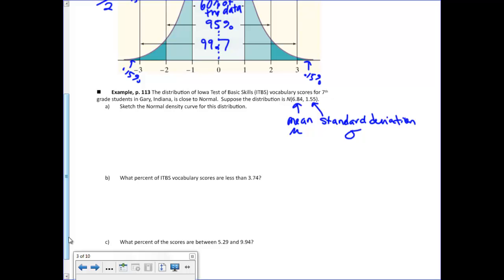So sketch the normal density curve for this distribution. What is this going to look like? Here's my x-axis. In the center is our mean, so my mean was 6.84. And then I'm going to count up 3 standard deviations. I'm going to go 6.84 plus 1.55 and see where that gets me.